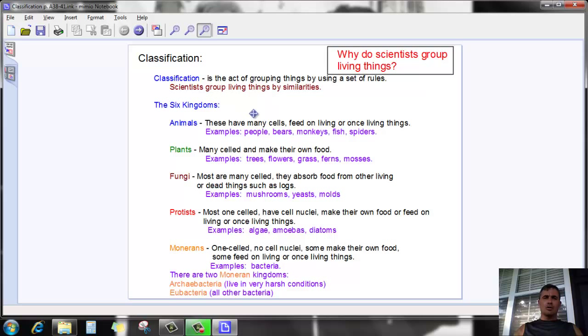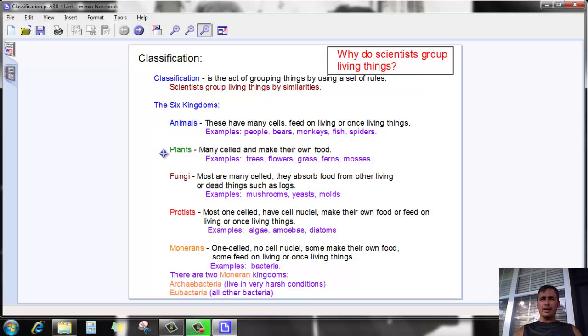So to be an animal: many cells, feed on living or once living things. And if an organism doesn't do one of those things, it can't be an animal. As simple as that. It doesn't fit. It doesn't go by the rules. You got to go by the rules. So examples of animals are going to be people, bears, monkeys, fish, spiders, and I could go on and on because there are so many different kinds of animals in the sea, living in the earth, in the air. We have lots and lots of animals. And most of us are pretty familiar with animals because we've been learning about them for a long, long time.